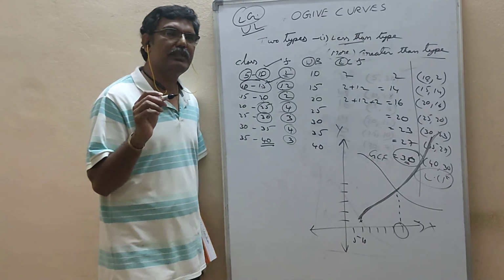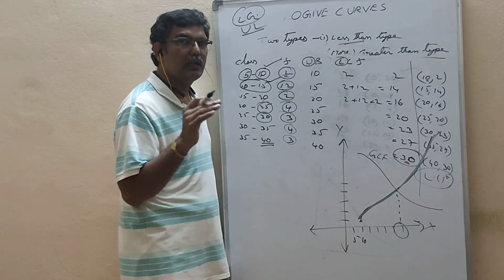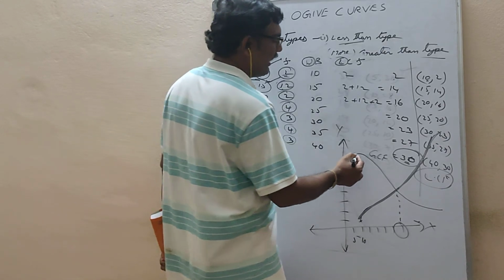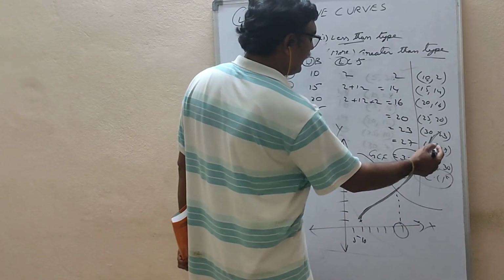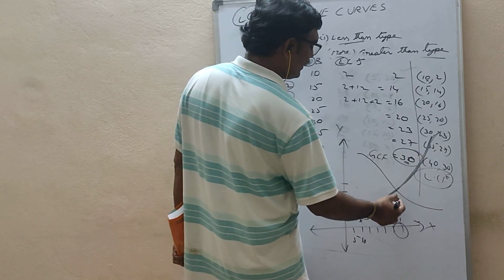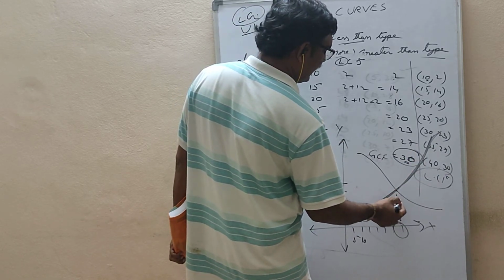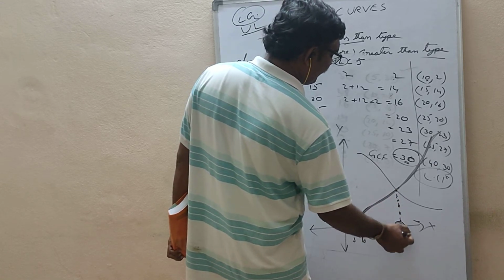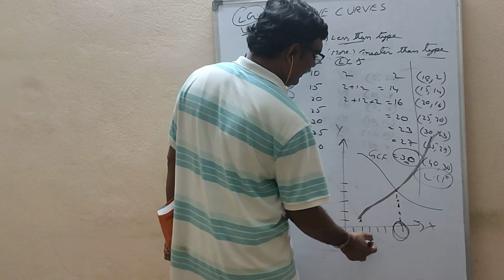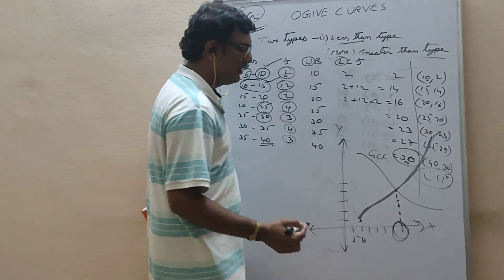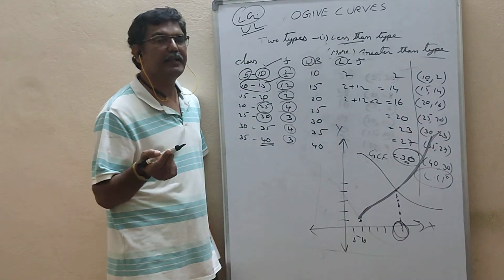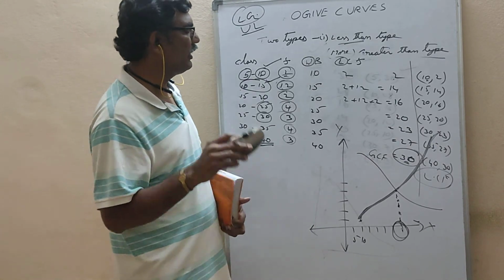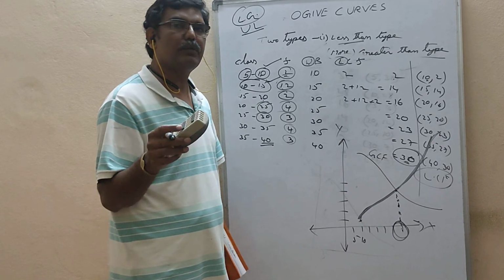Sometimes they will ask: draw the OG curves and find the median from the OG curves. You have to draw the GCF curve and the LCF curve, and both will meet. Where they meet, you have to draw a dotted line towards the x-axis. Whatever reading comes, 5, 10, 15 like that, that reading is the median. Sometimes he will ask to draw only one OG curve and find the median.